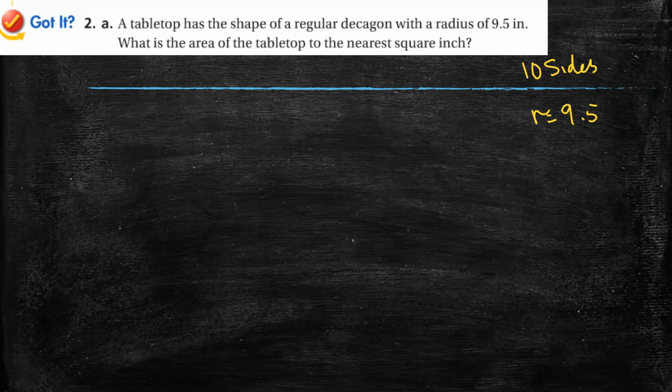As we learned before, the area is half the apothem times the perimeter. And we have the radius. So we need the apothem and also we need the perimeter.